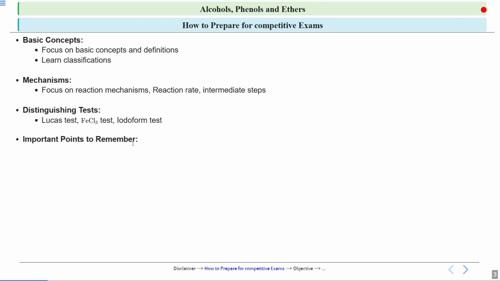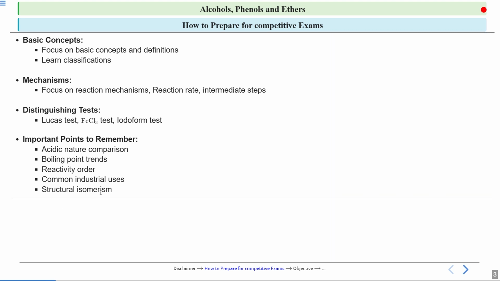Important points to remember. First of all, the acidic nature comparison between the molecules, their boiling point trends, the reactivity order, the common industrial uses, and also the structural isomerism. These are the important points that you have to remember while studying this chapter, alcohols, phenols, and ethers, for the competitive exams. So these are the main topics on which you have to study.